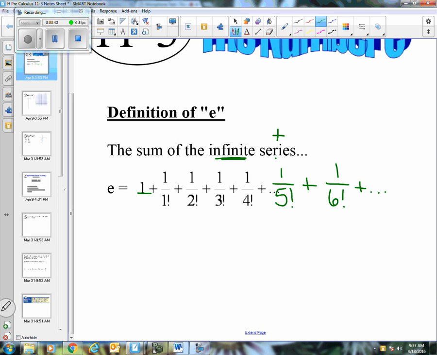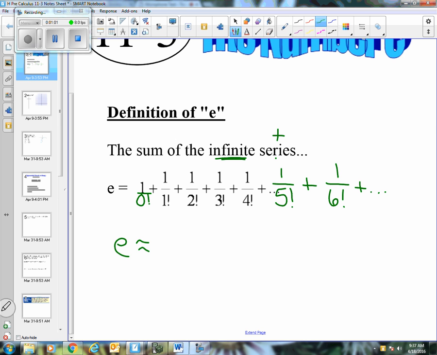Some people get freaked out by the first one. You could put that in there. It'd be 0 factorial, which is 1. The number of ways to choose nothing is one way: don't take anything. But this is the number that, if you keep going, infinitely many terms will give you the number e. So I want you to see if you can type this in and see what you get. So grab your calculators.